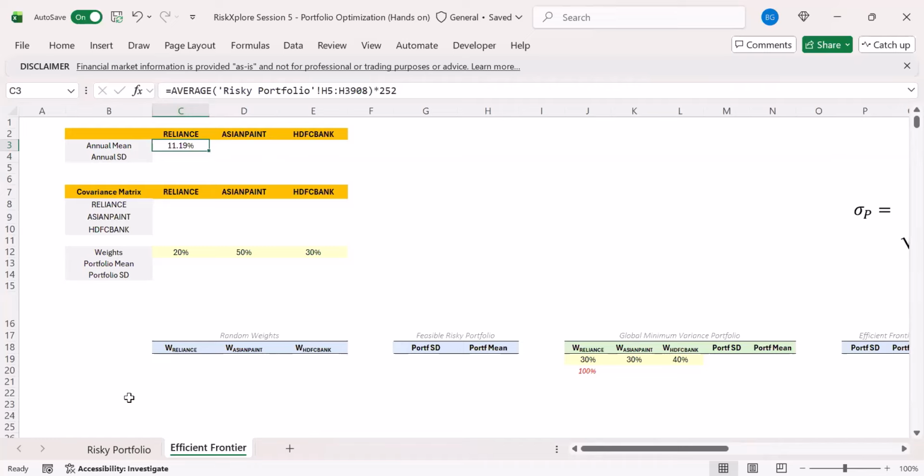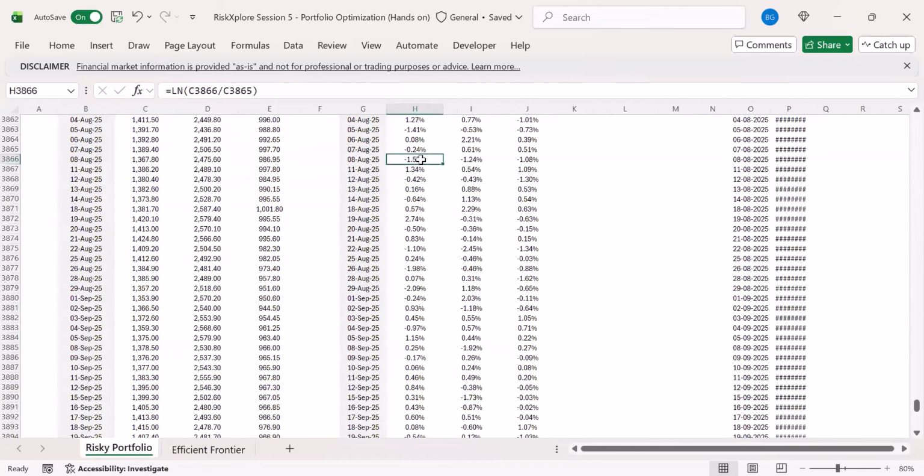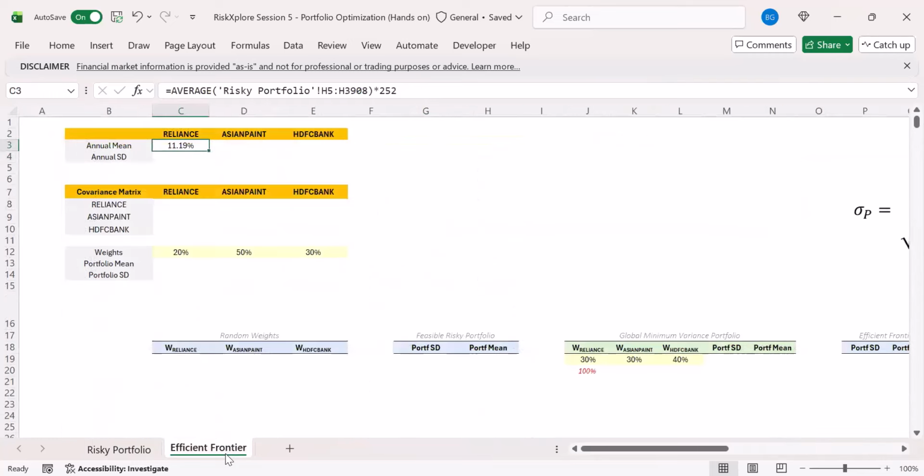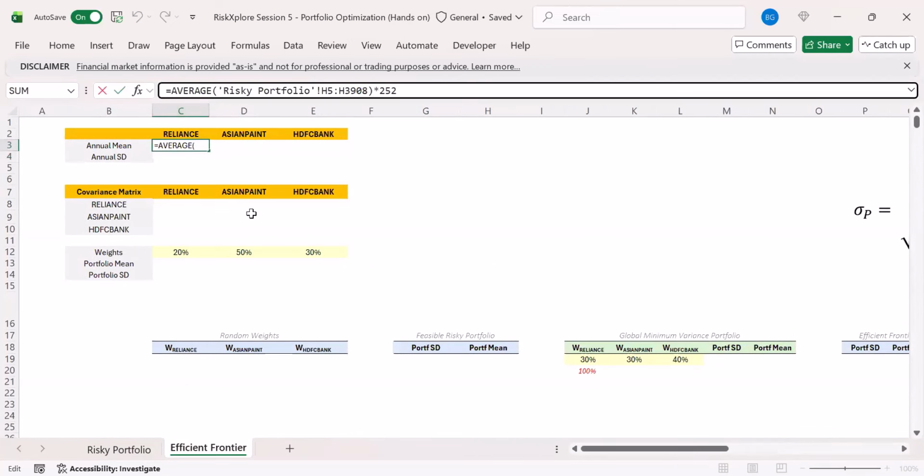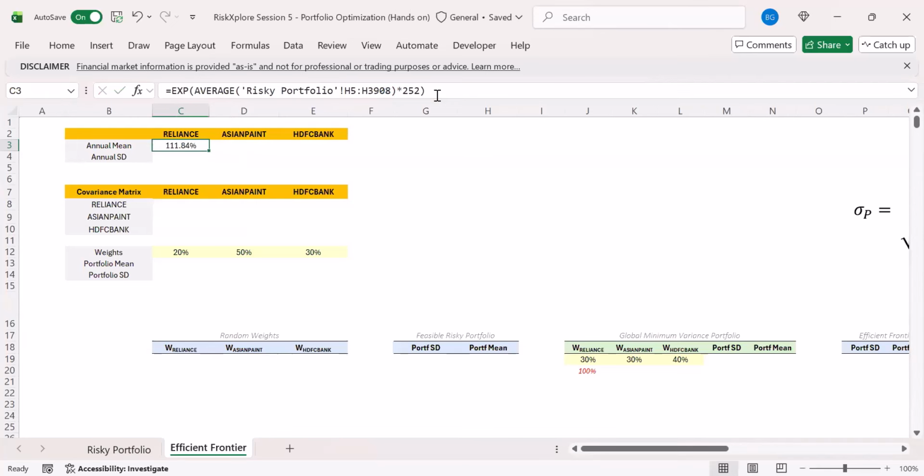So how do we take compounding into effect? Here we took log returns, so we can use the exponent here to take compounding into effect. So exponent of this, press enter. We have this. Now we have to subtract 1 from this. So after we take compounding, we get the annual mean of Reliance Industries as 11.84%. Now let's drag it to the right. So we have the annual average return for each of the three stocks that we have in our portfolio.